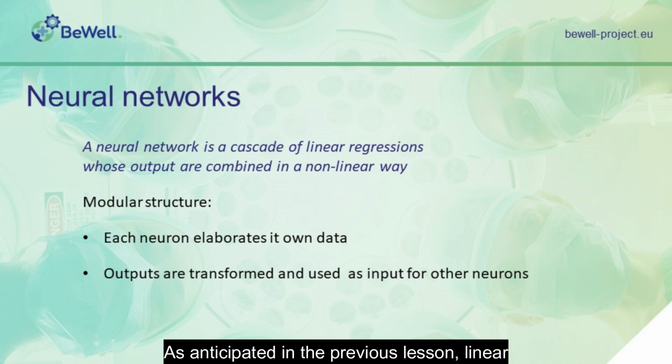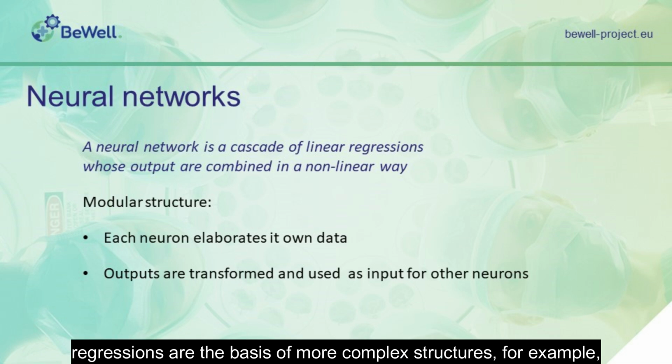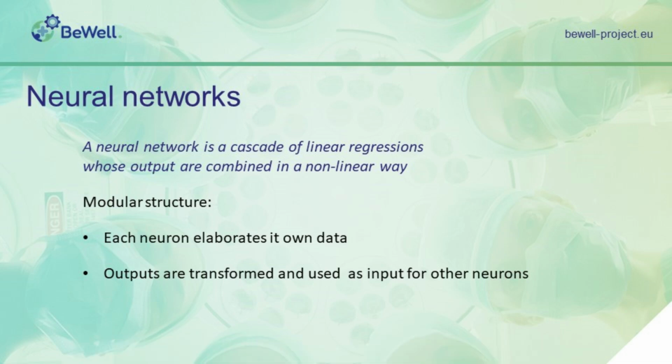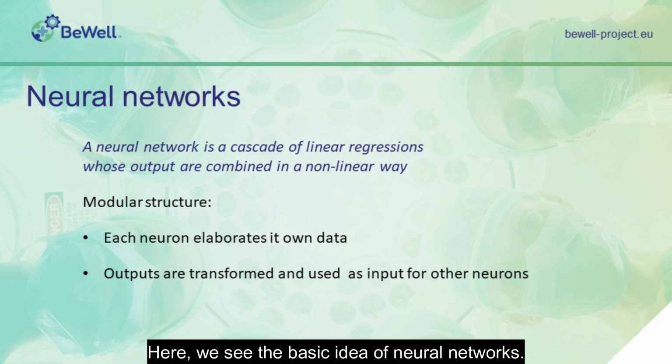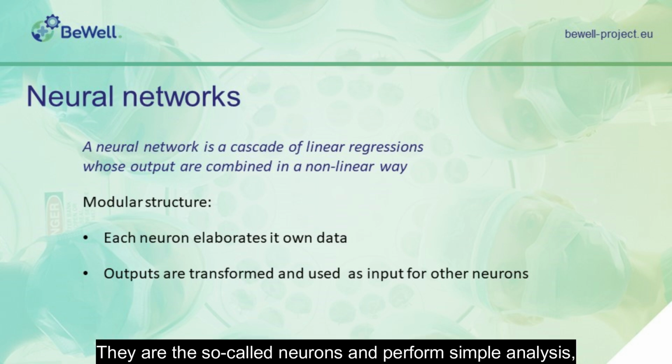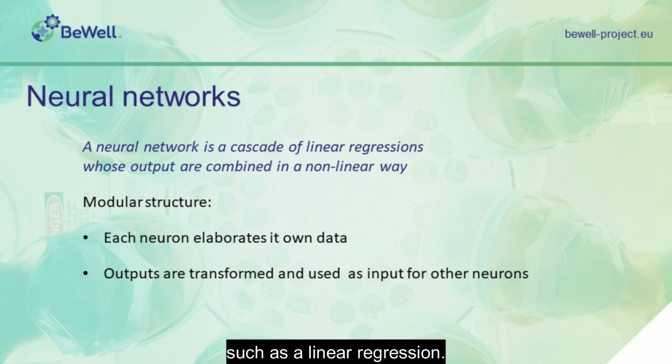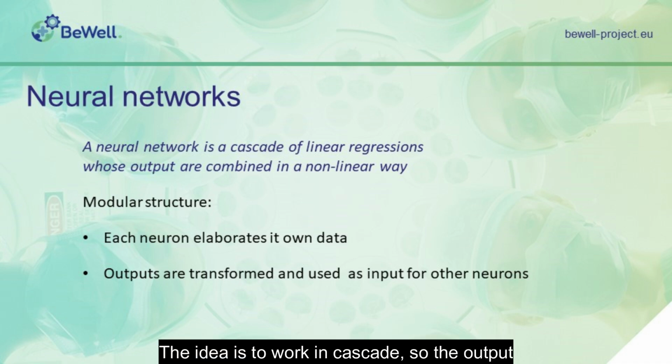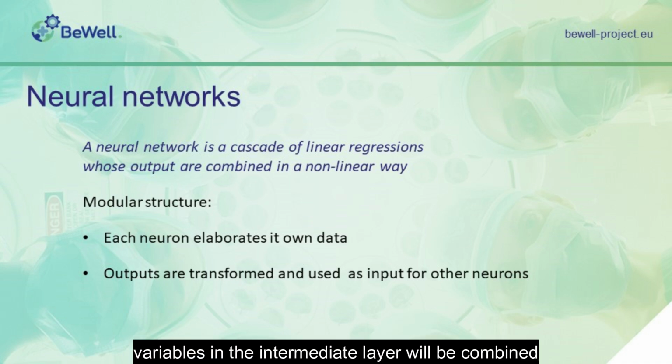As anticipated in the previous lesson, linear regressions are the basis of more complex structures, for example, the neural networks. Here we see the basic idea of neural networks. The output is not directly described by the inputs, but some intermediate hidden layers are included. They are the so-called neurons and perform simple analysis such as a linear regression. The idea is to work in cascade, so the output variables in the intermediate layer will be combined to be the inputs of the subsequent layer and so on.